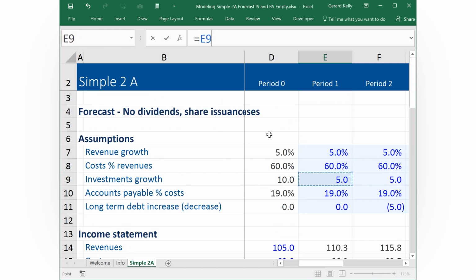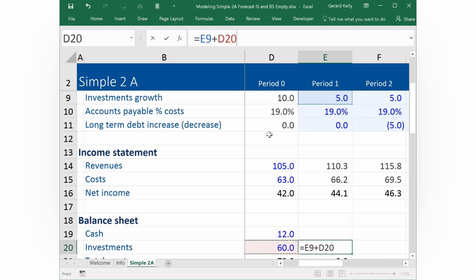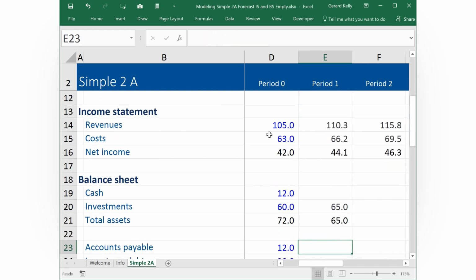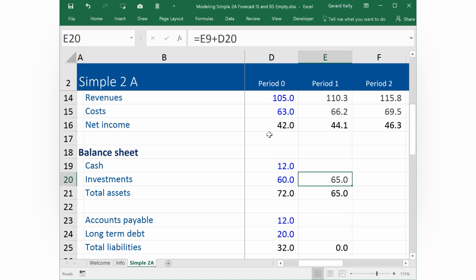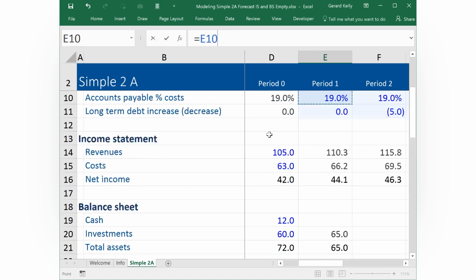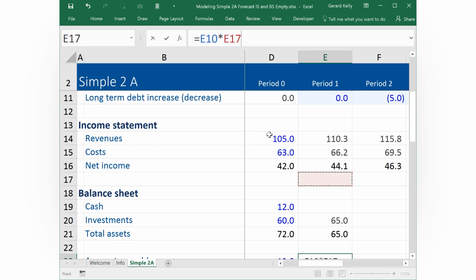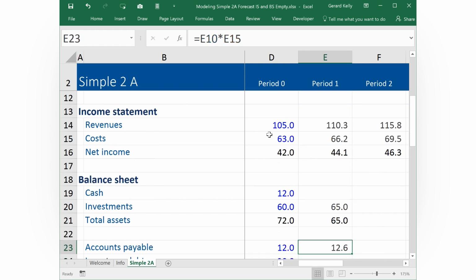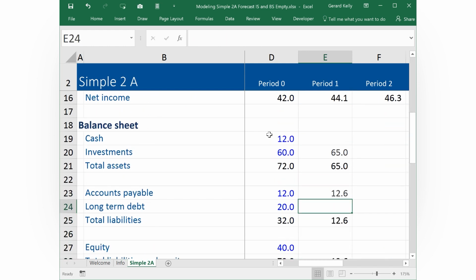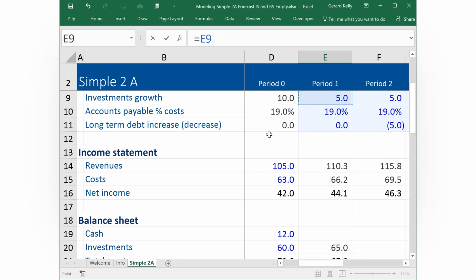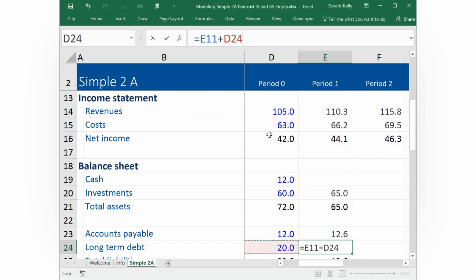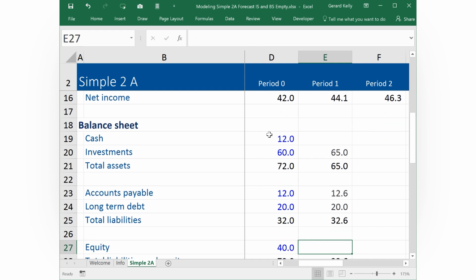Assumption is investment growth is 5. So that's 5 added onto last period, and I've gone up to 65. Great. Accounts payable, up to my assumptions. It's going to be 19% of my costs, 66.2, 12.6. And long-term debt, again, up to my assumptions, and it's going to be a 0 increase or decrease on last year. So I add that onto last year's figure.